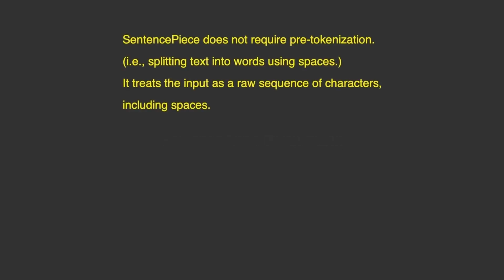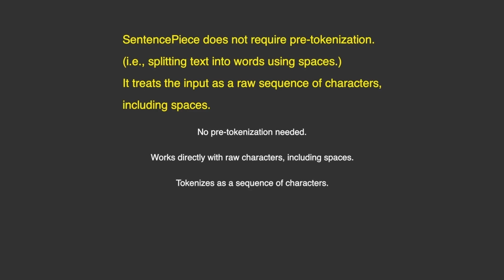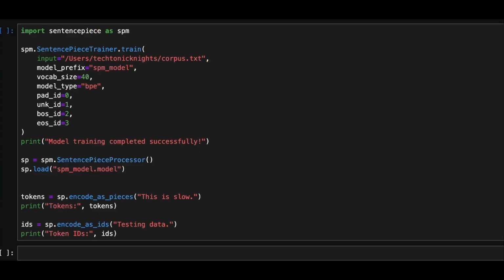SentencePiece does not require pre-tokenization. That is, splitting text into words using spaces. It treats the input as raw sequence of characters, including spaces. Unlike byte pair and WordPiece, SentencePiece treats the input text as a sequence of Unicode characters. Whitespace is handled as a normal symbol. When training a SentencePiece tokenizer, we need to specify the algorithm, say byte pair in this case, on the provided corpus and save the model. After training, the model can encode new sentences directly.